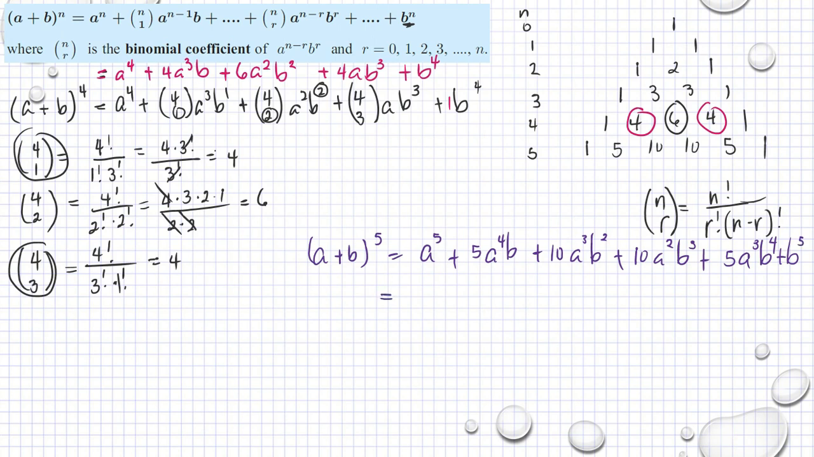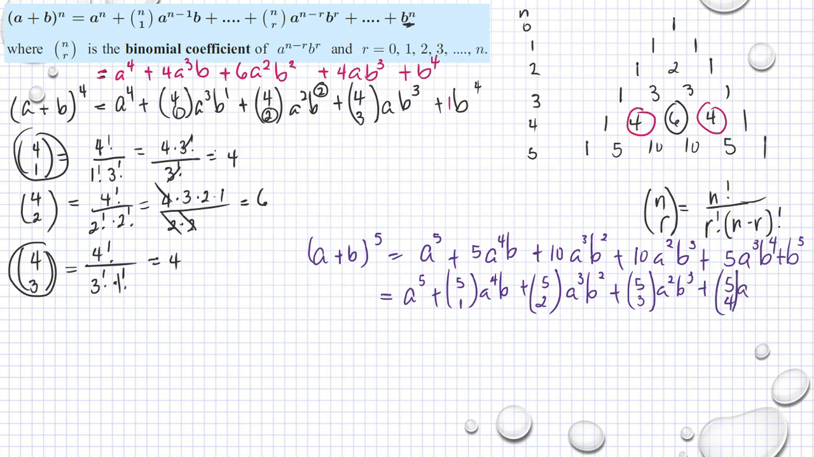And for binomial theorem, then we have a raised to 5 plus 5 taken 1, a raised to 4b plus 5 taken 2. Oh, sorry, without the 5 taken 2, a raised to 3, b raised to 2 plus 5 taken 3, a raised to 2, b raised to 3 plus 5 taken 4, a raised to 3, b raised to 4 plus b raised to 5.